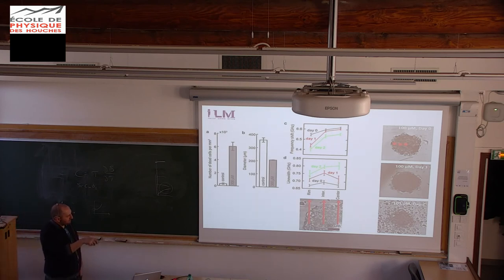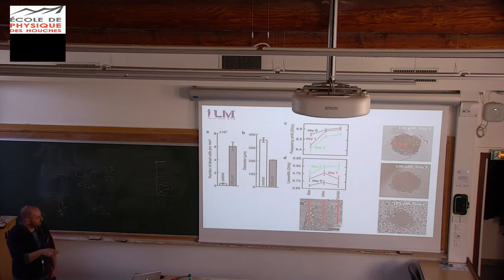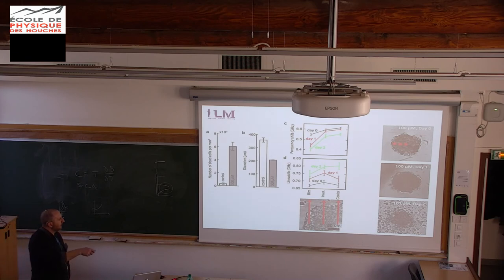This is just the diameter, what I show you here, the effect of the drugs on the diameters. And here are the Brillouin measurements. So as you can see on D0, there is nothing, we just put a drug. But after 1 day, there is an effect on the outer part of the spheroids. And really, there is an effect just on the frequency here. So probably water is entering. There is some decohesion between cells. We don't know really what happened.